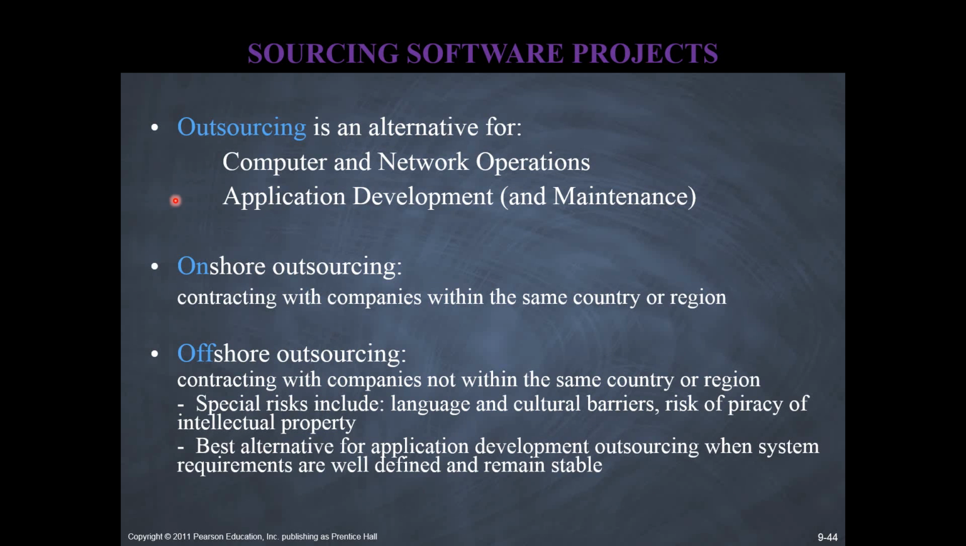But of course, you can outsource not only application development and maintenance, but you can also outsource computer network operations and maintenance. Nowadays, you have all those capabilities related to remote desktop or server access, so somebody can even administer your network remotely. Now, at a very high level, there are two types of outsourcing. First of all, you have onshore outsourcing. It means contracting a company within the same country or region. And then you have something called offshore outsourcing. Offshore outsourcing means contracting with companies not within the same country or region.